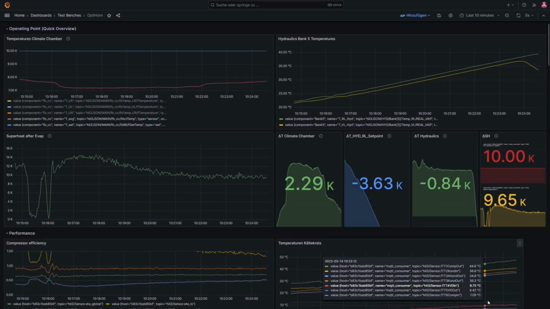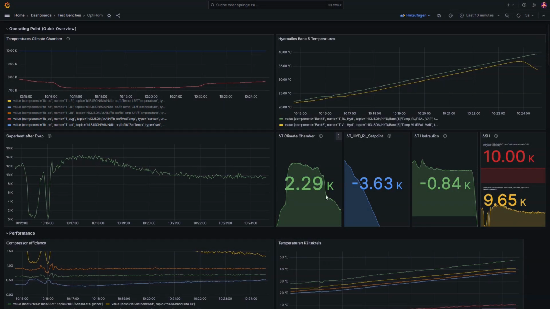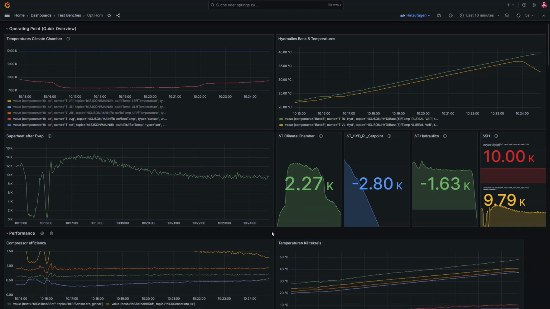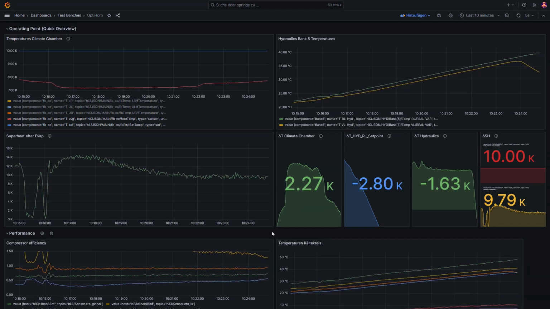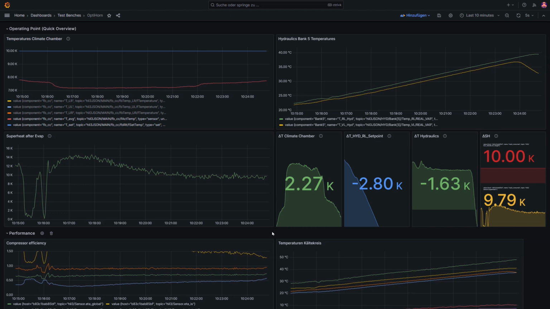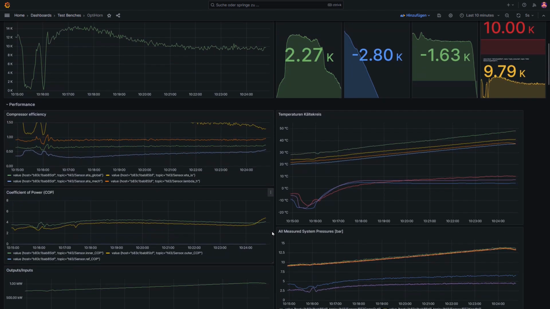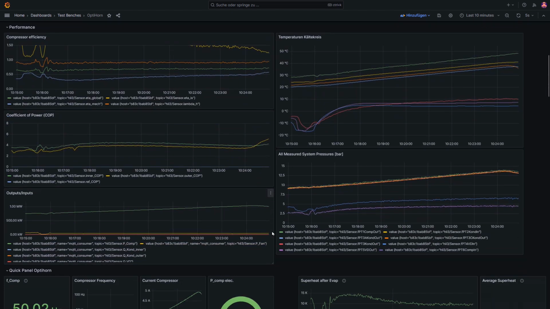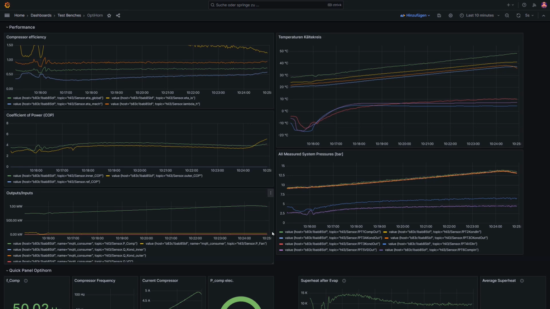Let's have a closer look at the measured data of our test benches. I can watch the measured data in real time on this dashboard. In the upper left plot, we see the set temperature of the climate chamber in blue and the actual temperature in red. For now, we are a little too cold. Scrolling down, we can see temperature and pressure measurements of the refrigerant cycle on the right. On the left, we evaluate different efficiencies for the compressor and the coefficient of performance for the entire heat pump.